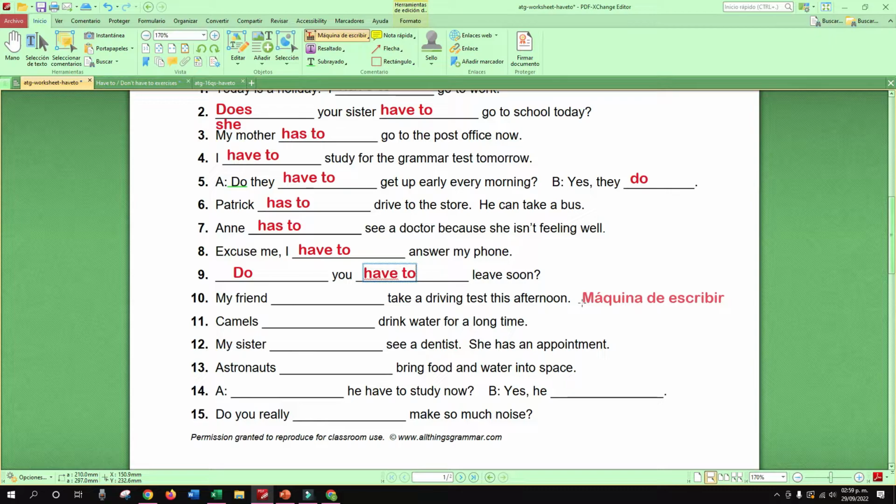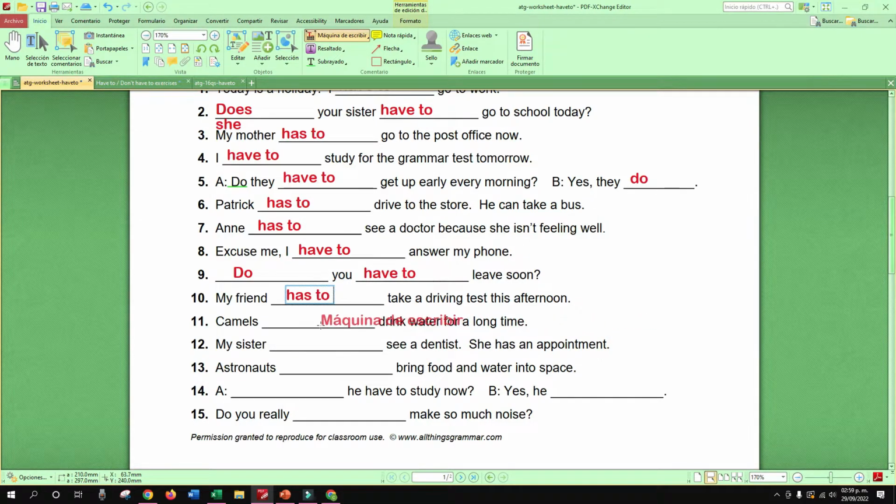My friend has to take a driving test this afternoon. Perfect. Has to, right? You're talking about your friend. It will be she or he, right? Has to take a driving test this afternoon. Very good. What about 11?